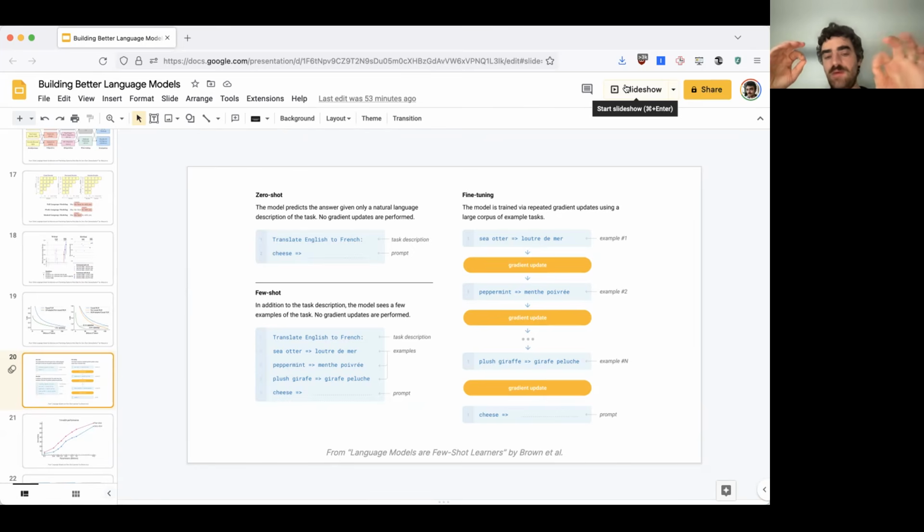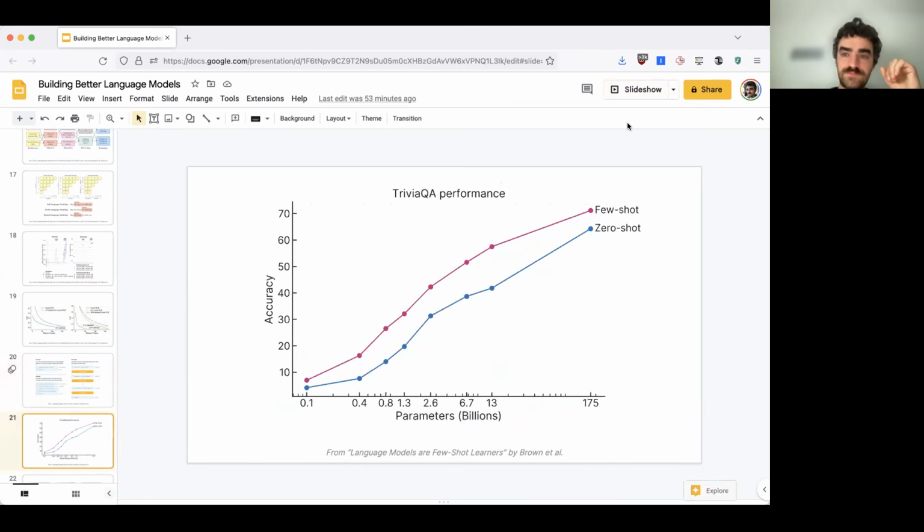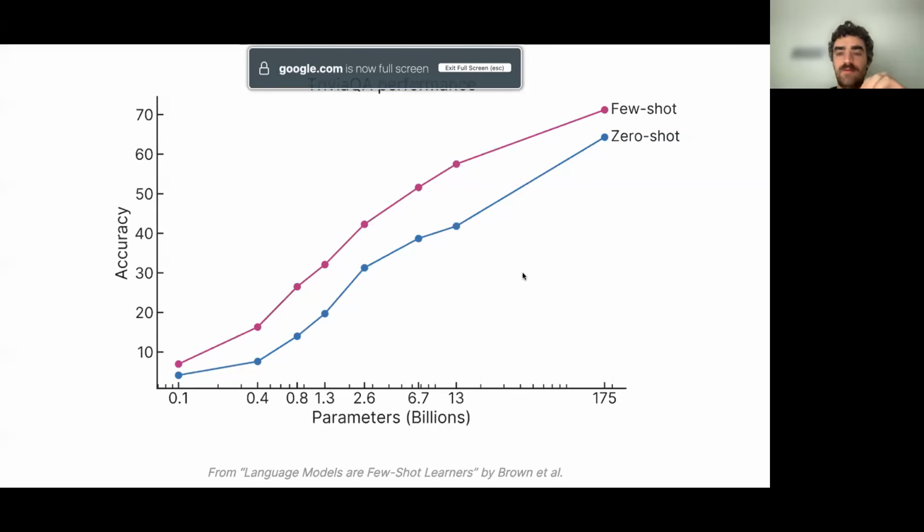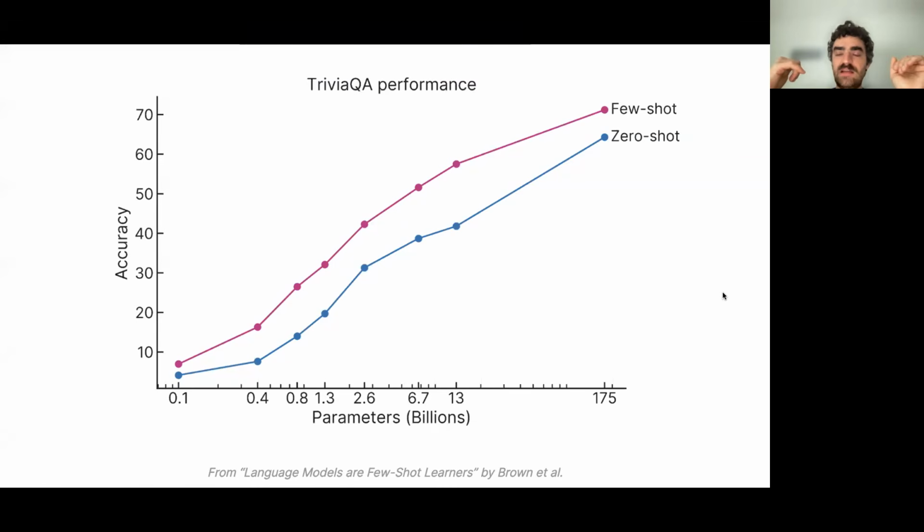But in the GPT-3 paper, one of the main innovations was this idea that if you put input-output examples into the context, into the model's input, when you're asking it to do something new, it's a way of making use of labeled examples that doesn't involve training. And in particular, adding these examples in context tends to improve the performance. So going back to the Trivia QA example, you can see that generally the performance is a bit better when providing examples in context.